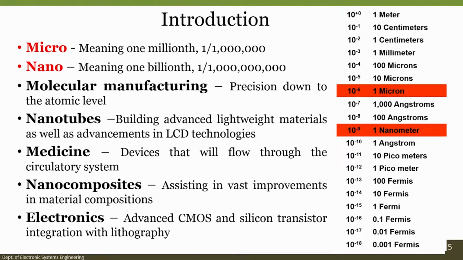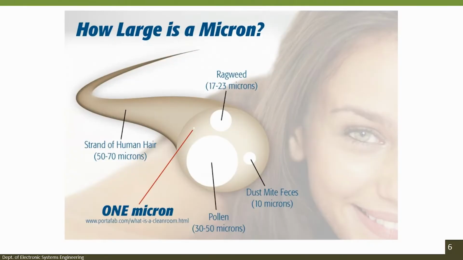Now if I want to give you a very simple example of microns, I'll show it to you in the next slide. However, just quickly understand that micro and nanotechnologies are used in several areas, from molecular manufacturing to nanotubes to medicine, nanocomposites, and finally electronics, whether you talk about advanced CMOS, silicon transistors, or microfabricated devices for several applications like pressure sensors. Then we have actuators, which can be piezoelectric actuators or piezoresistive actuators. We can develop transducers like PMUTs or CMUTs, and so on and so forth.